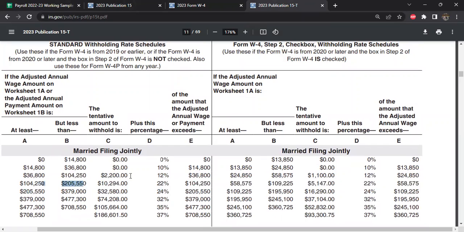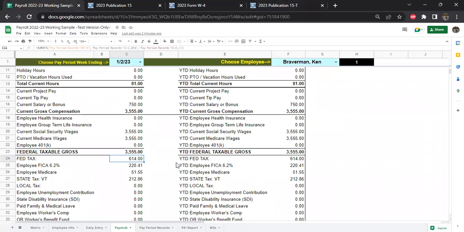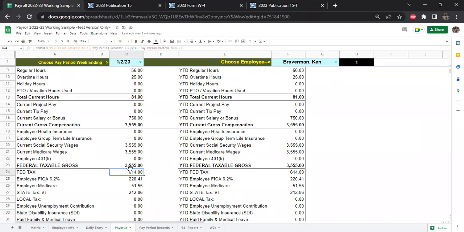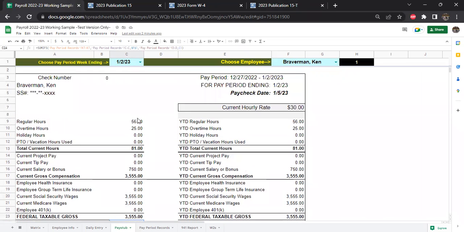These rates stay the same. It's still 0, 10, 12, 22, 24. That was the same as last year, but the thresholds went up. So more of the money gets taxed at an effective lower rate, more nominal money. That's why if you're getting the same paycheck from year to year, you'll see a little bit more take-home pay because this would have been like $650 or something back in 2022. All right, there you go.